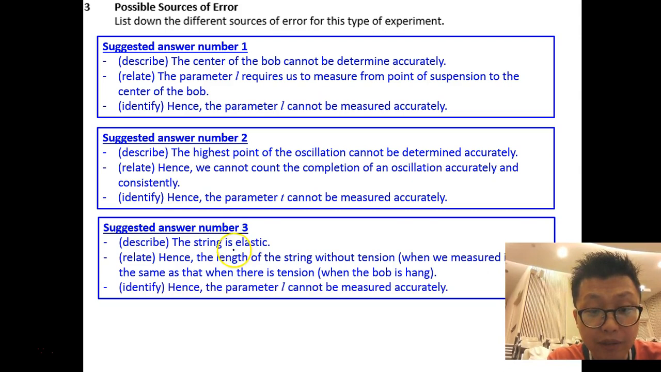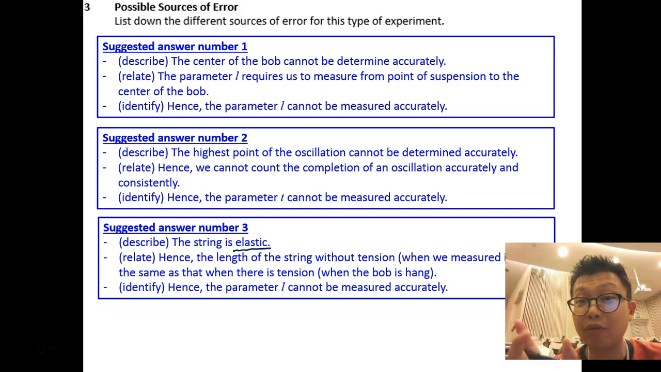So this word I think you have not learned. It's called elasticity. Some of you mentioned that because of the difference in tension, the tensions are different, and so the length is affected, right? The scientific term for this is the string is elastic. Because it's elastic, the length will change. So learn that word.